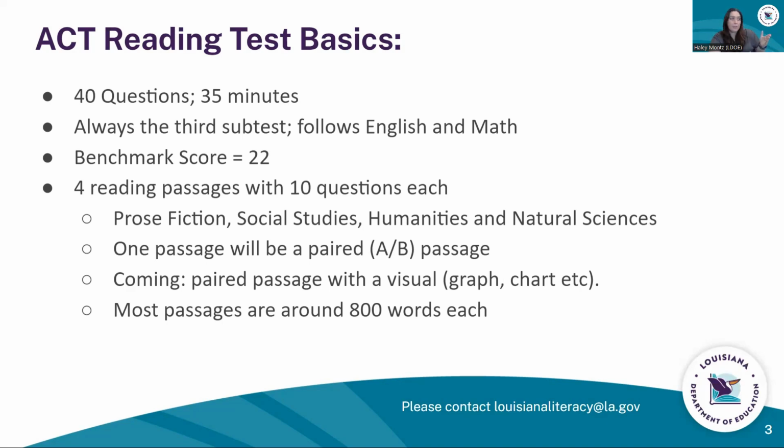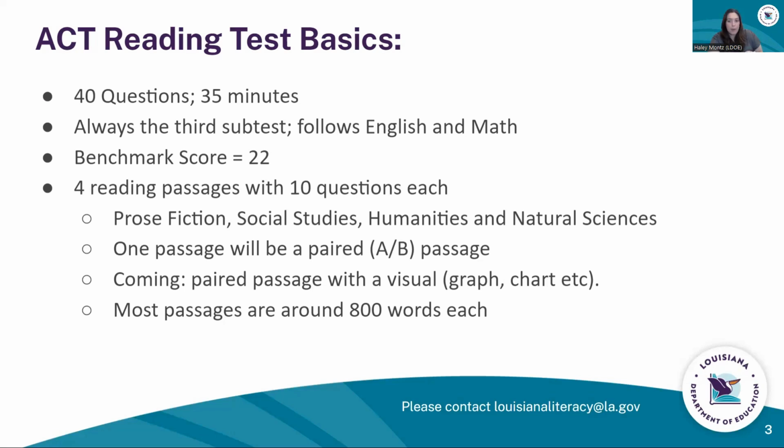So as far as passages go, there will always be 4 passages. There will always be 1 prose fiction, and then there will always be 3 nonfiction passages. 1 will be about a social studies topic, 1 will be about a humanities topic, and 1 will be a natural sciences passage as well. They usually appear on the test in the same order that's on the screen. There can be some slight deviations, but in general, they appear in that order.